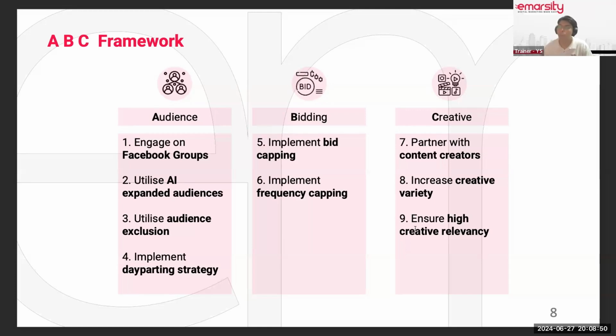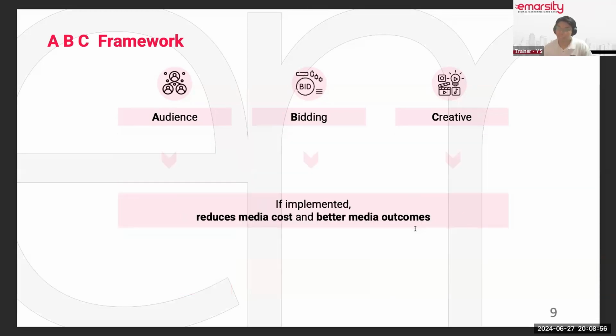Creative. How do we have better creative? How do we work with content creators? So these 9 tips, if implemented, reduce media costs and bring better media outcome. Basically, when you implement them, it will bring down your cost of media and you get greater media outcome given the same spend that you are spending right now.